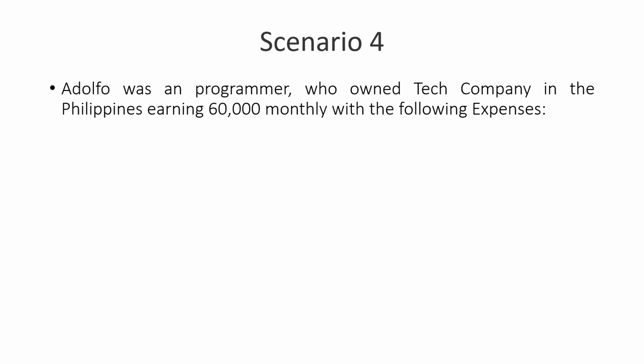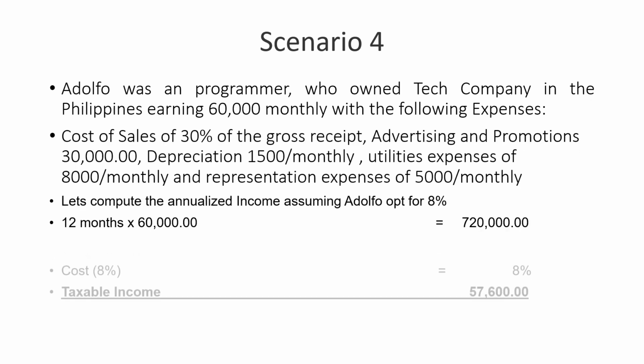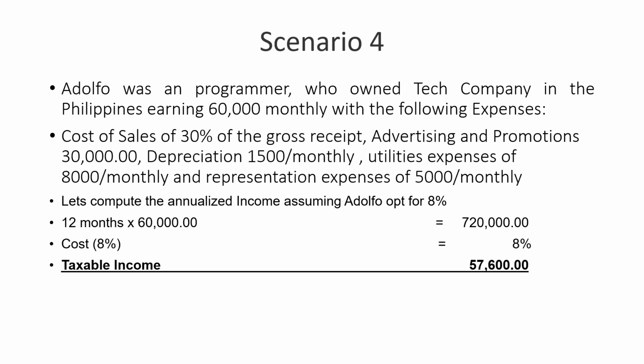So, last is the scenario 4. Paano kung same pa din? Kaya lang this time, ang inoop niya 8%. So, kunin lang natin yung gross. So, 12 times 60,000 is 720,000, then 8%, that is 57,600. So, ito na ngayon yung magiging tax due niya for the year. Kaya lang ito kasing 8% monthly siya. So, hindi ka na rin magpa-file ng income tax.